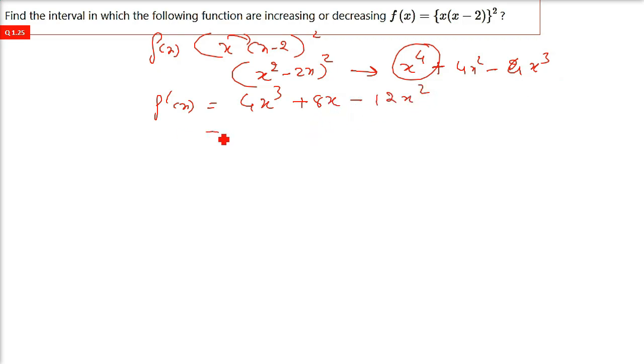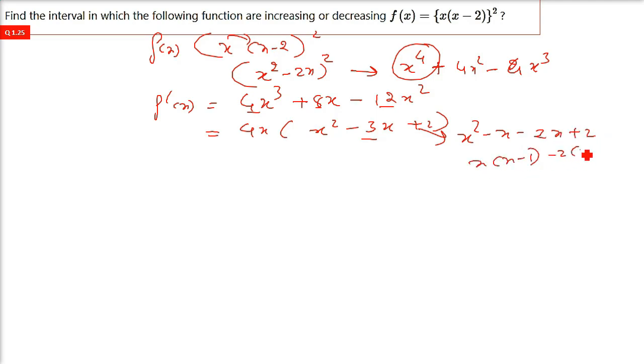And there are things which we can take outside so that we can make proper roots or factors here. So I'm taking 4x outside, it will be x square inside, and I'm just swapping these two to make it the way we are used to seeing it. x square minus 3x plus 2, and minus 3x can be achieved from minus 1 and minus 2, which is already there. So x square minus x minus 2x plus 2. You can take x common, x minus 2, you can take minus 2 common, x minus 1. So you have 4x into (x minus 1) into (x minus 2).